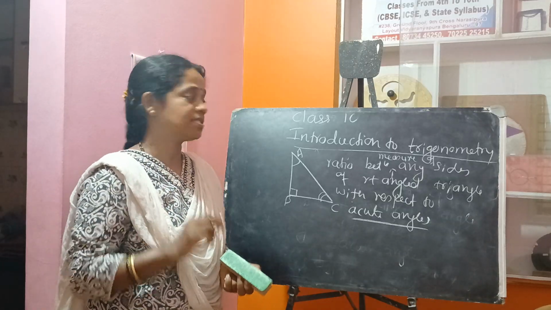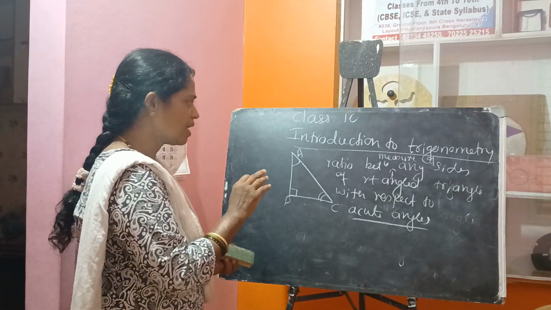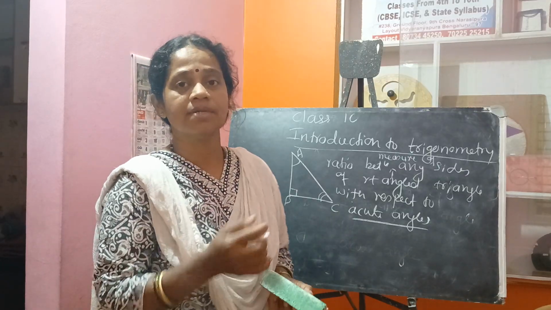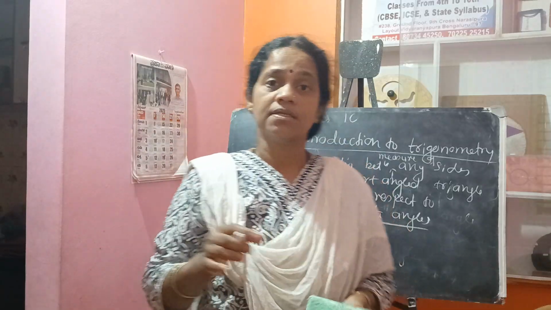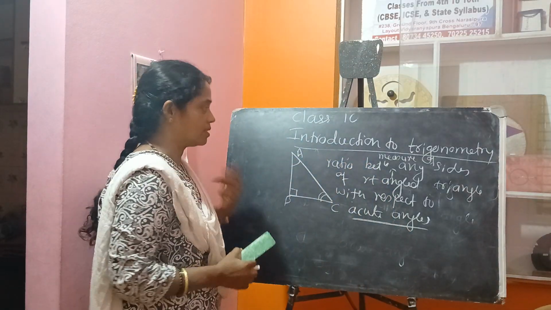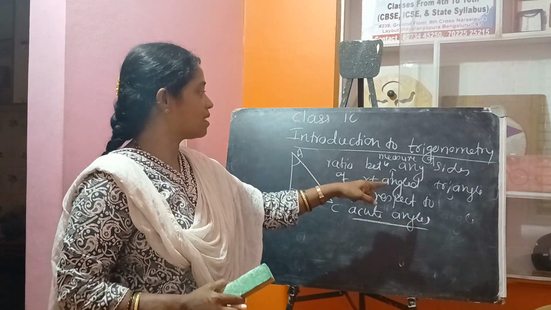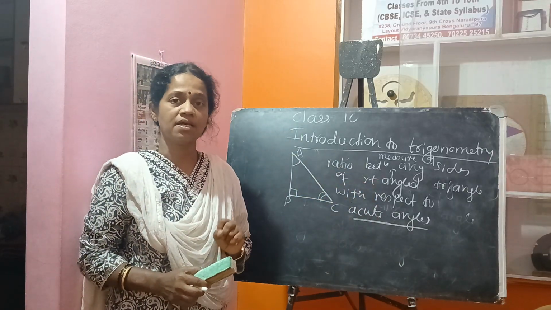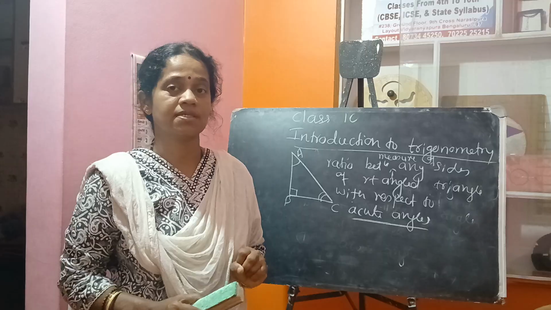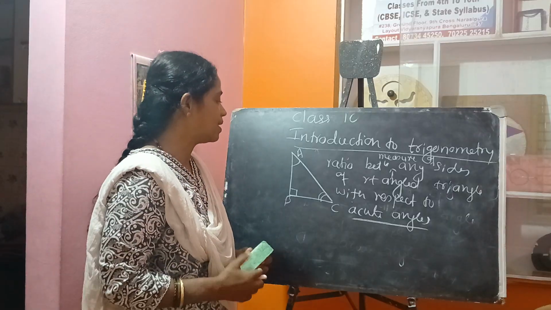Dear students, first understand the meaning of trigonometry. Trigonometry is what we are going to study here. We are going to study the ratio between the measure of any two sides of a right angle triangle with respect to the acute angles. Okay, come to the next point here.